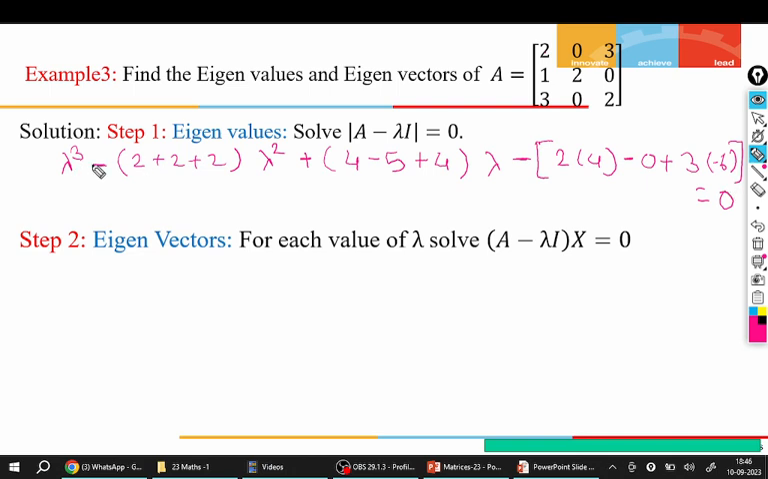So this is the simplest method to get a cubic equation. See, this is lambda cube, this is the sum of diagonal elements, this is the sum of the minors of the diagonal elements, and this is the determinant value. If we simplify, we get the cubic equation lambda cube minus 6 lambda square. 4 plus 4 is 8, 8 minus 5 is 3, so plus 3 lambda, and lastly 8 minus 18 is minus 10, so minus 10.